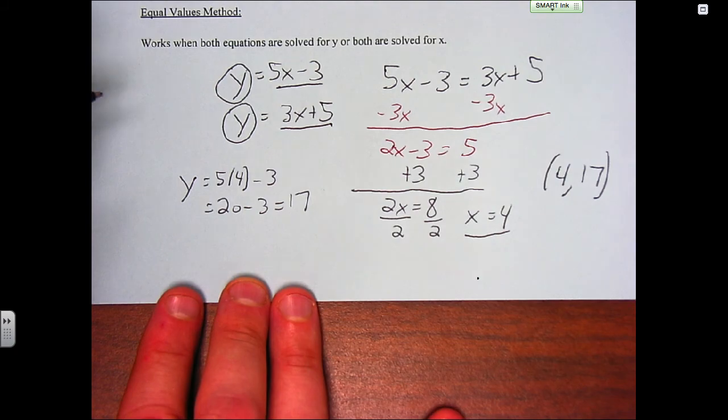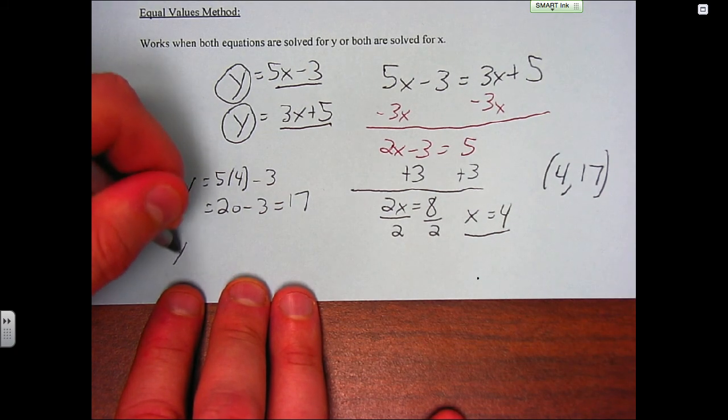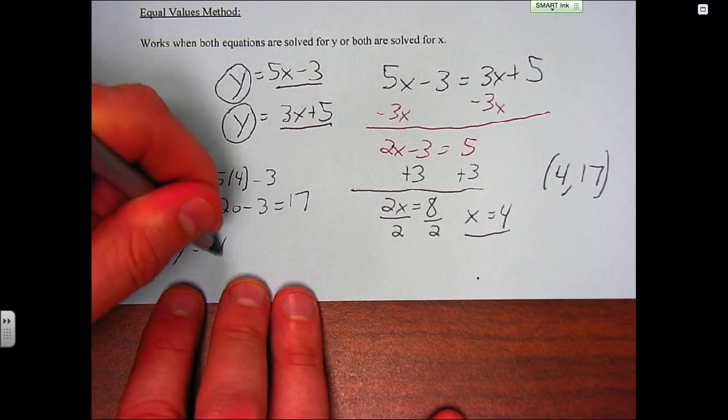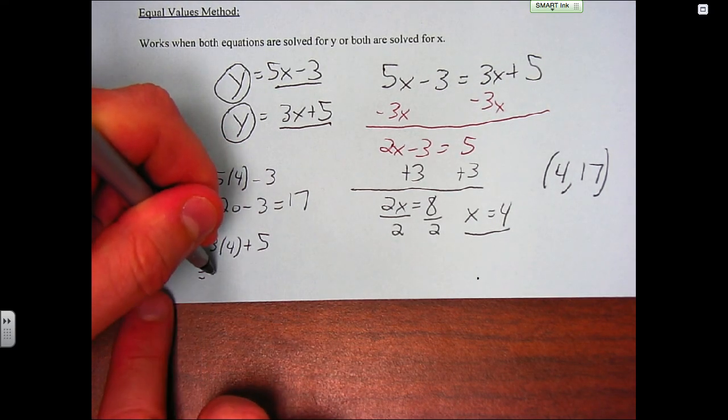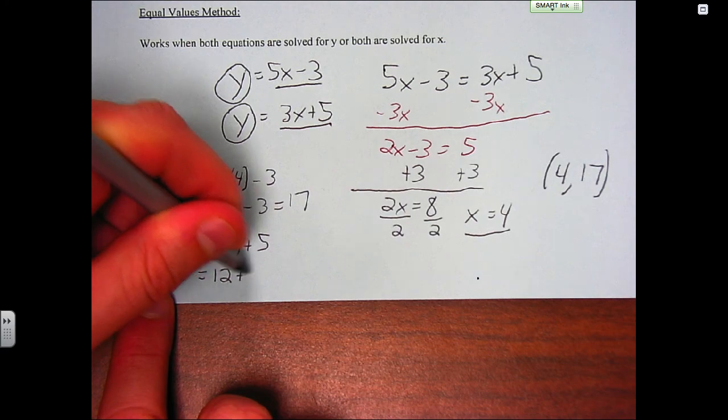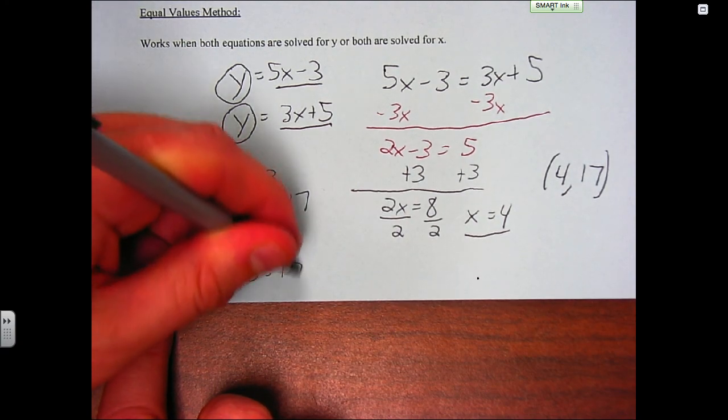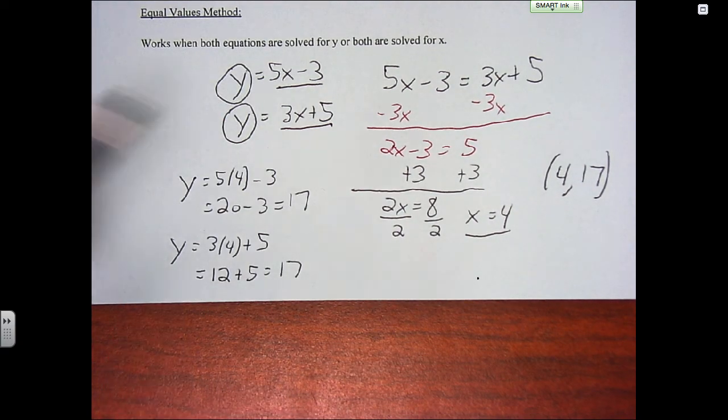And I can double check that I'm on the right track by plugging 4 into the other equation. Just make sure I get 17 again. So 3 times 4 is 12. 12 plus 5 is 17. So it seems to be checking out. So (4, 17) is the intersection.